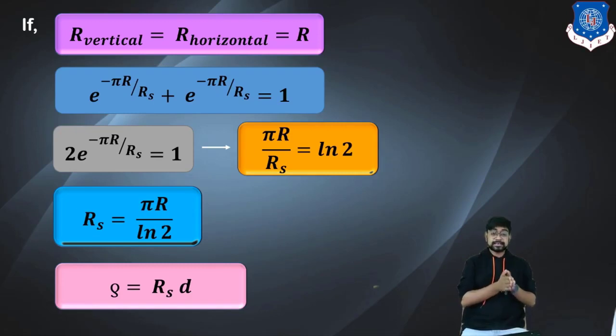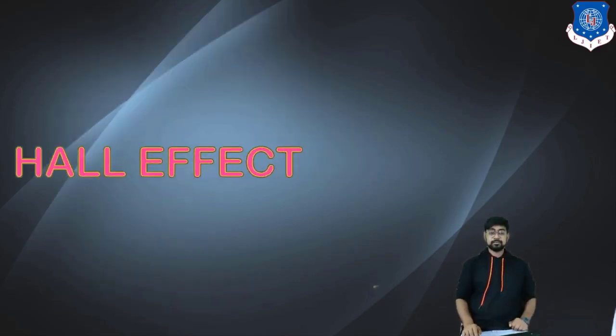Now when we need the resistivity, it is equal to Rs into D. So sheet resistance multiplied by whatever the thickness is required. Okay, so resistivity is Rs into D. Now this we have already measured in the 4-probe method. So in the 4-probe method we have already got the same value.